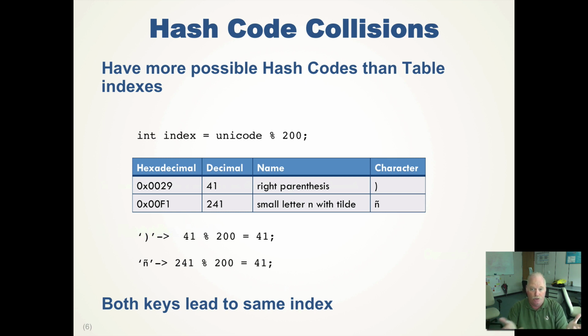Many times there are more hash codes than table size. You're not going to have a table size that is the size of int. You don't have that big of a table, and you don't have that much memory. A great example is, let's say we use the Unicode value for the character, mod it by a table size of 200. If we have a right parenthesis and a small letter n with a tilde, they both get the same index, even though they have different hash codes using their Unicode, and they would have a collision in our table at index 41. So we have to figure out a way to resolve that collision.